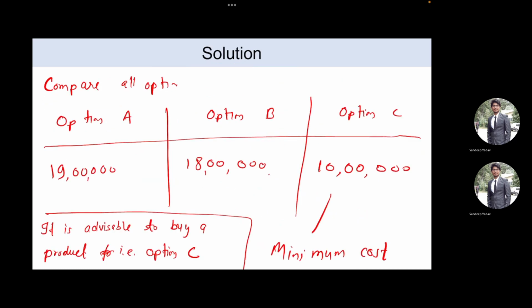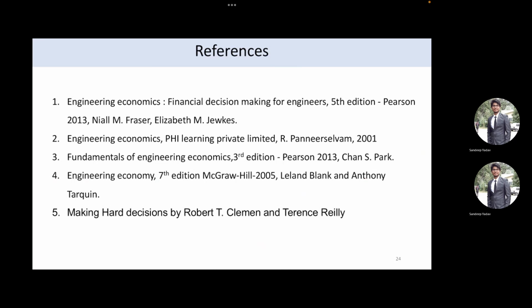Now this is all for this lecture. You can study this book for this lecture itself, and all other books also, to gain some more insights.